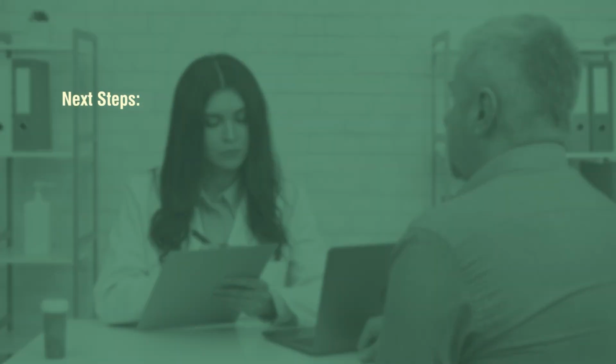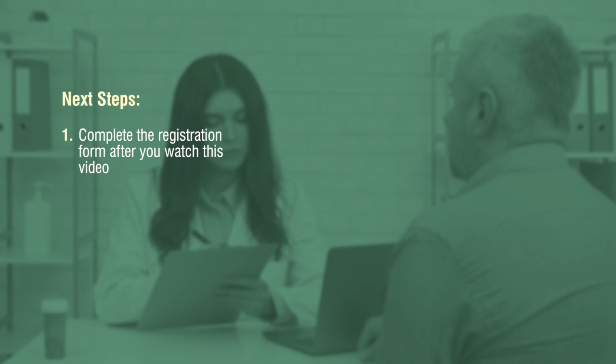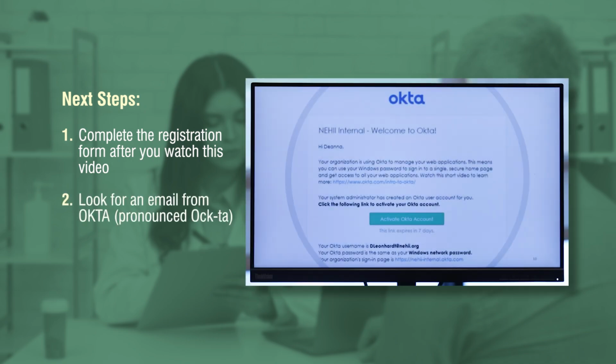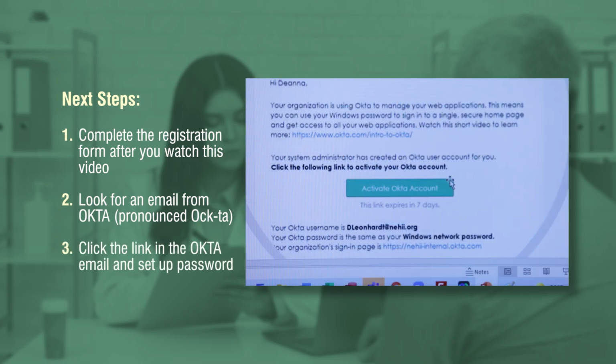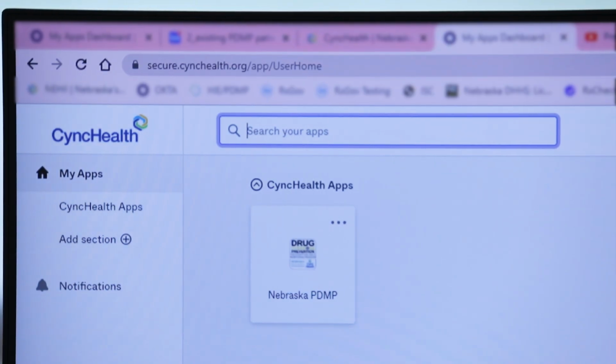Here are the next steps needed to finish the process. 1. Complete the registration form after you watch this video. 2. Look for an email from Okta. This means that the state has approved your registration application and you may have PDMP access. Please note, this step could take up to 2 weeks. 3. Click the link in the Okta email and set up password information. After your registration is confirmed, you can immediately access the PDMP through the RxGov portal.